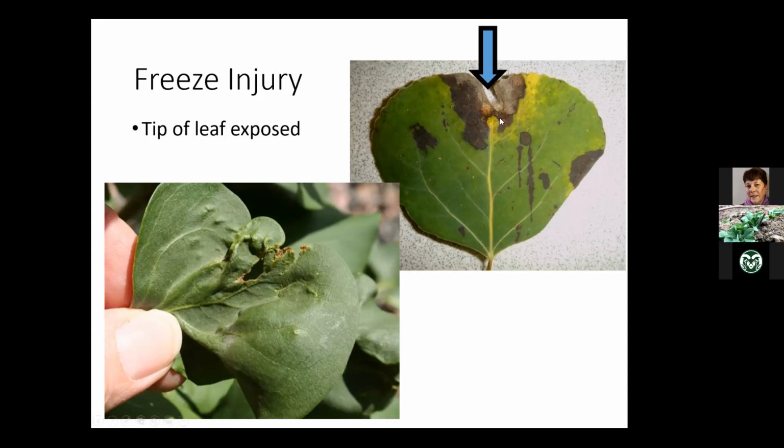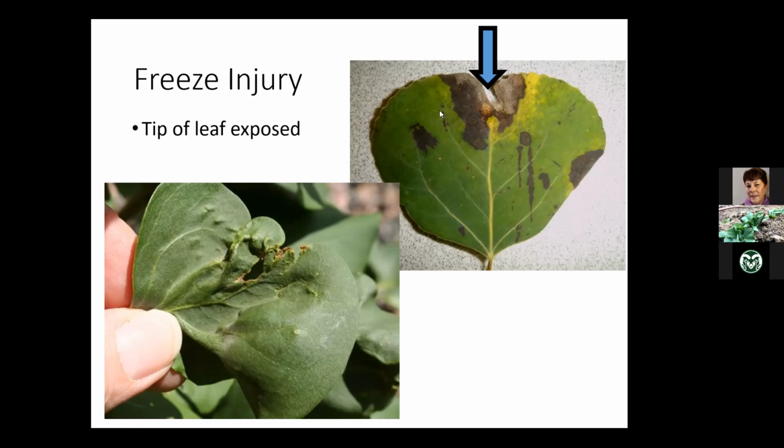And this in the upper right-hand picture is an aspen leaf. You can see this is frost damage as well, causing this particular problem associated with freeze injury. So again, looking at the timing of the damage and what's happening with the plant is important.